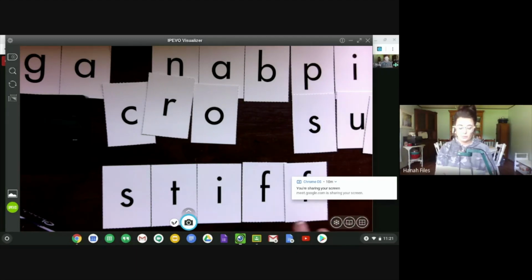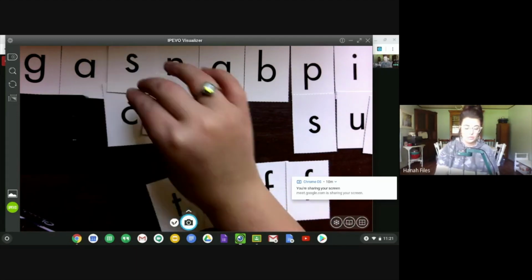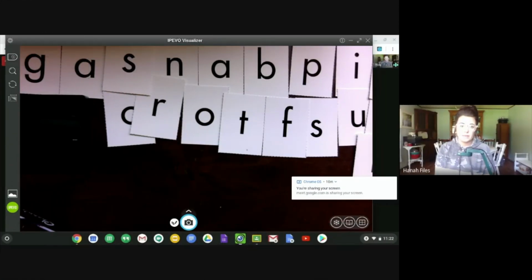Okay, so now we're going to put our letter cards back that we used and we're going to make a new word. The next word that I'm going to make is crab. Think of a crab. What sounds do you hear at the beginning of the word crab? What are those two sounds you hear at the beginning of the word? If you said cr, that is your beginning sound you hear in crab.